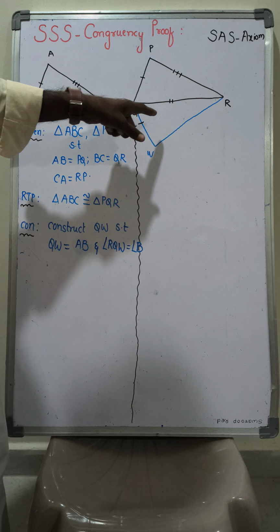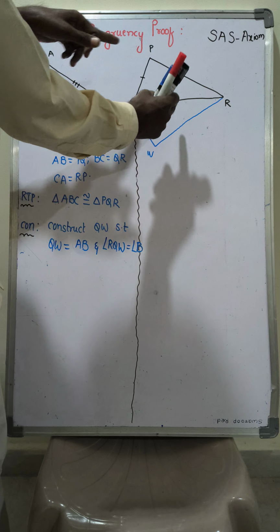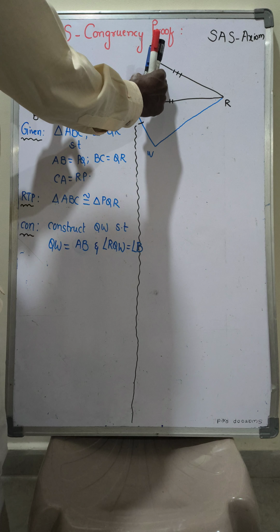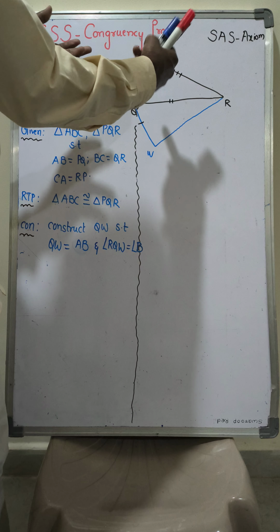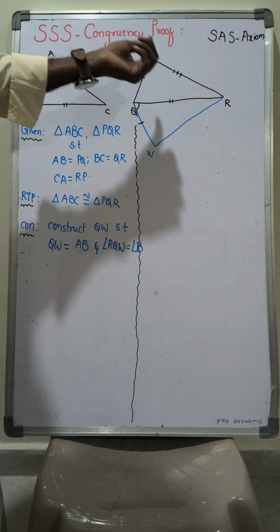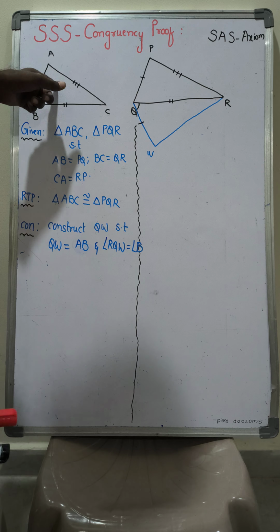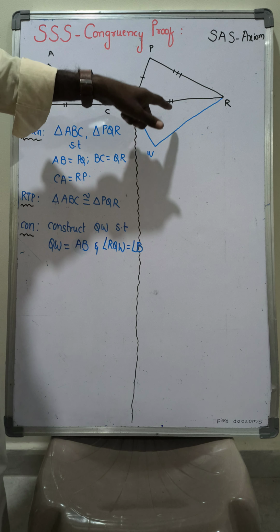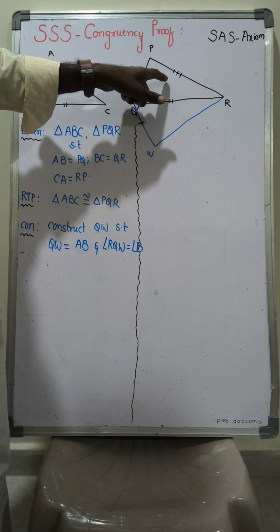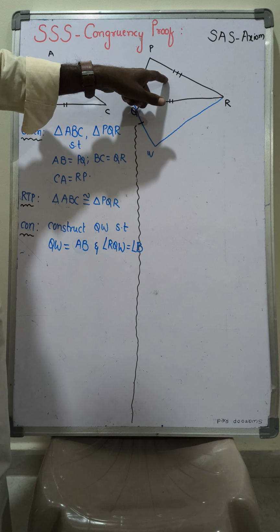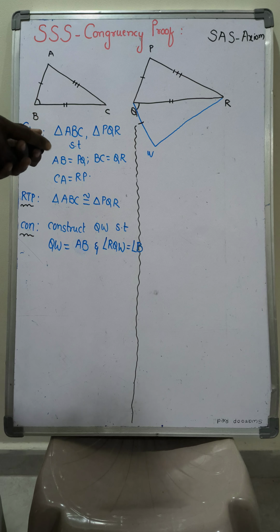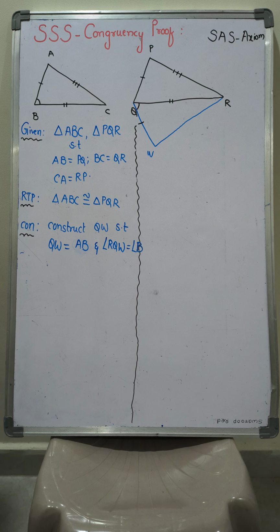WQR is congruent to PQR. So automatically, if this triangle is congruent to this one and this triangle is congruent to this one, then these two triangles are also going to be congruent according to the transitive property. If A is equal to B and B is equal to C, then A is equal to C. So that's how we can prove these two triangles congruent, and this is the broad idea of proving this.